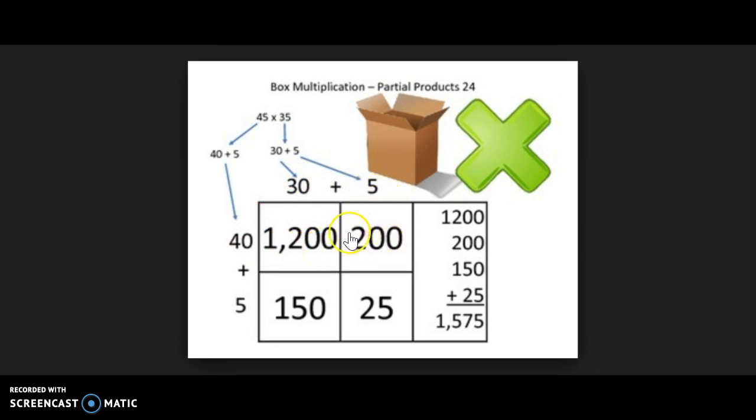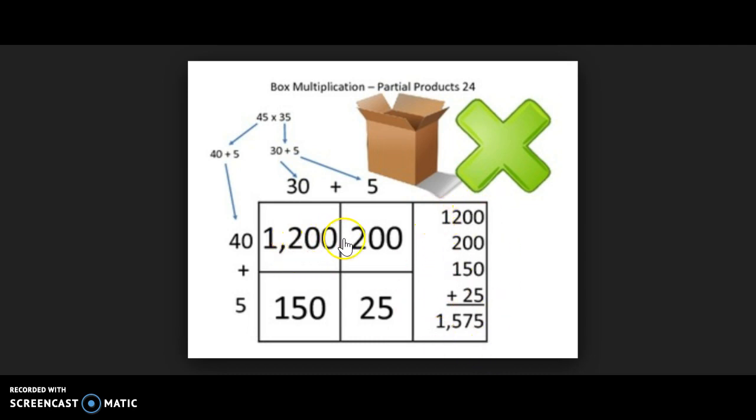The 40 and the 5 meet here, so in this case, the students need to remember that 4 times 5 is 20, so there's a 0 just in that product, and then the 0 joins to make 200. 30 and 5 meet in this box for a partial product of 150, and then the 5 and the 5 meet in this box for a partial product of 25. The students would then add all the partial products.